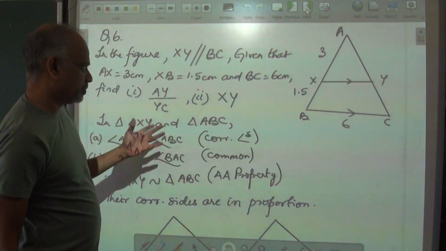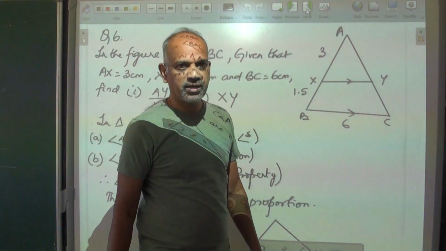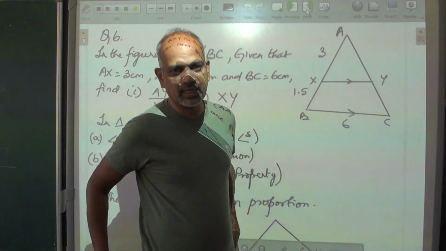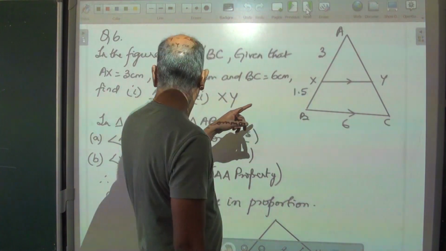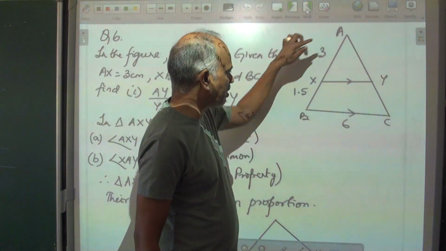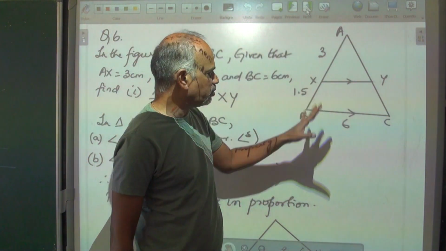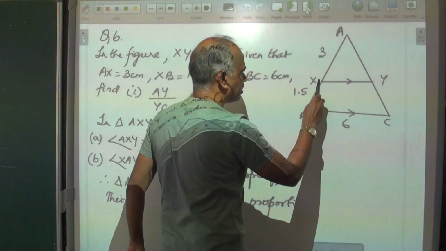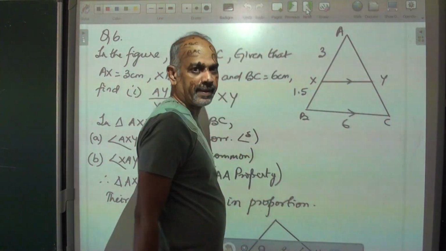Okay. Before we find any of these things, first thing is you have to prove that there are two triangles and these two triangles are similar. Okay. The two triangles are AXY, the smaller one, and the other one is ABC, the bigger one. Okay. There are only two triangles here. Okay. AXY is one and ABC is the other one.